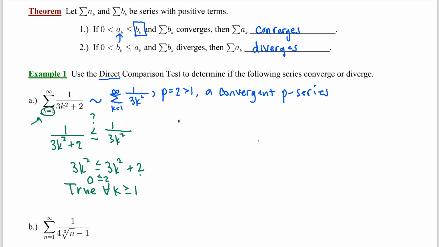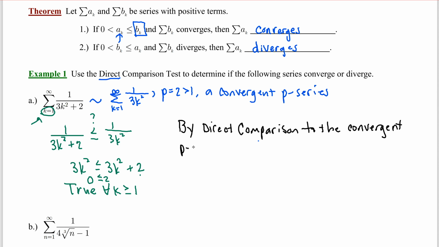So let's make our conclusion by direct comparison to the convergent p-series, the series sum from k equals 1 to infinity of 1 over 3k squared plus 2 converges.